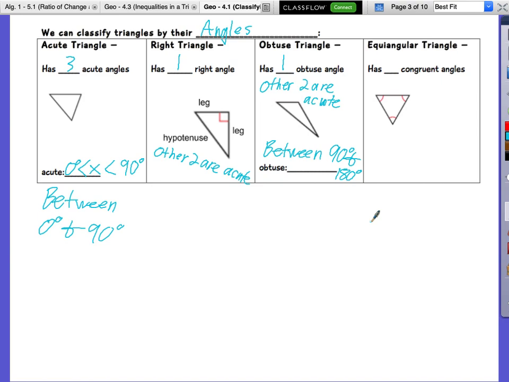Equiangular, what do we think that one's going to have? 3 congruent angles. Equa, equal, angular, angle, equal angles. All 3 angles are congruent. Would these be acute? They would all be acute. Very good. And furthermore, they're 60 degrees each. Each angle will be exactly 60 degrees. We'll talk more in depth on that later today.